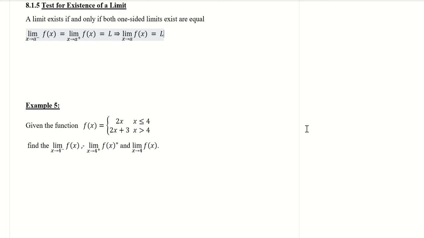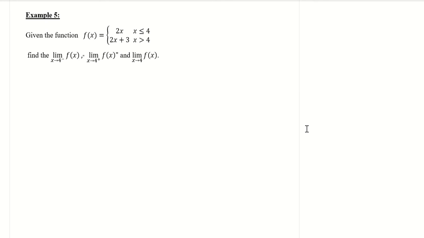Alright, so we look at an example here. We have example 5. Given the function f, which is a piecewise function, 2x for x less than or equal to 4, and 2x plus 3 for x greater than 4. The question is: find the limit as x approaches 4 from the left, and also the limit as x approaches 4 from the right, and also the limit as x approaches 4.